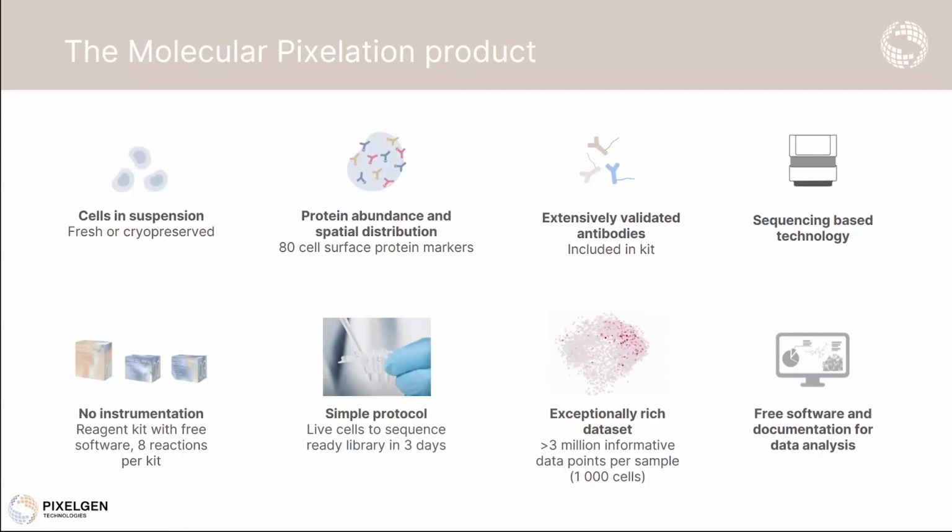It's also a very rich data set. You actually get more than 3 million informative data points per sample. And what I mean by informative data points is it's either an abundance, a polarity, or a co-localization metric. So you can really use it for your analysis. And we have up to 1,000 cells as output. And you know that already, but it's free software. There is a lot of documentation out there. You have tutorials to help you with the analysis, but also a team of field scientists who are here to support that.